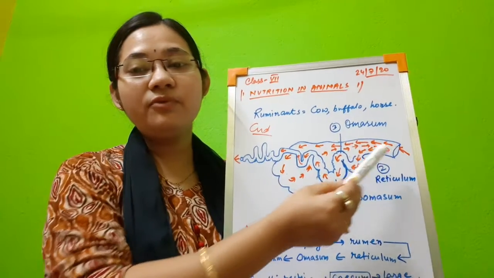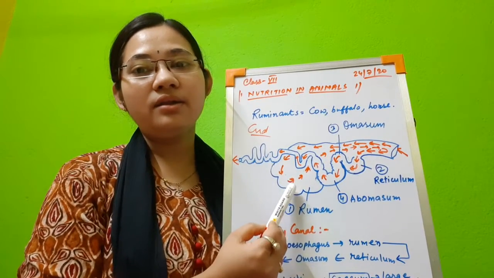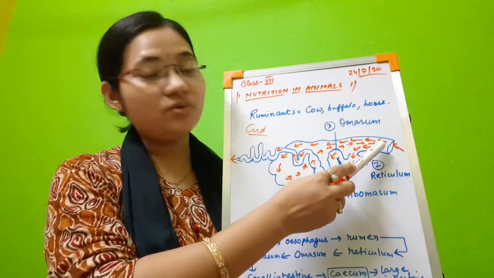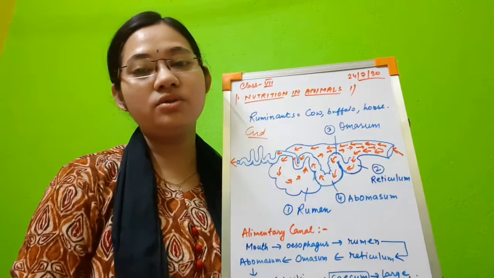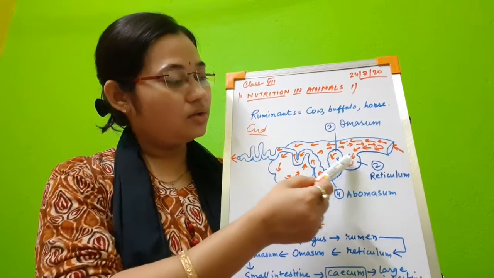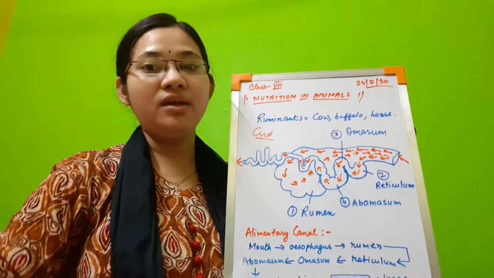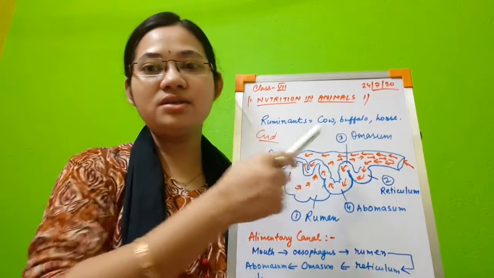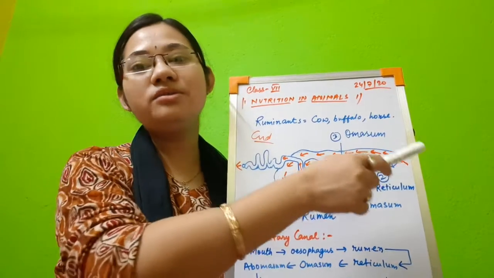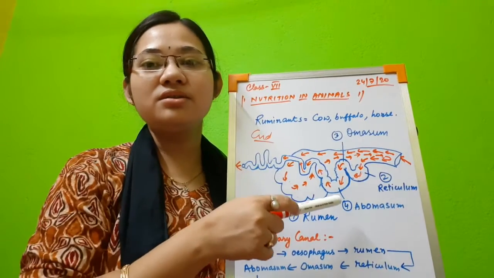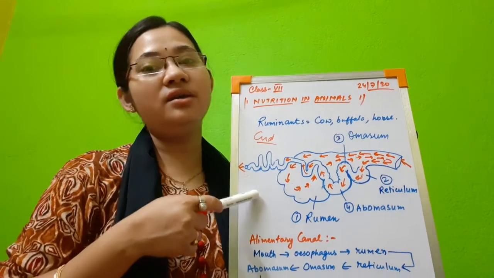That means the food first comes in the stomach and then goes back to the mouth where it is again chewed properly, and then it goes to the rest part of the stomach and then is properly digested. That means the food first comes to the stomach, again goes back to the mouth, again comes to the stomach, and then it goes to the intestine.